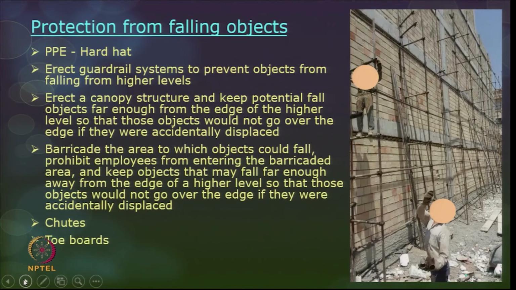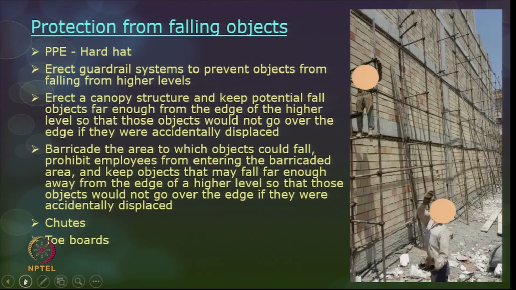Next, protection from falling objects. Always try to wear a hard hat. PPE is compulsory. Wear a hard hat when you are passing by a place where there is a hazard of falling objects. Erect guardrail systems along with the debris net so that objects do not fall from higher levels. Erect a canopy structure where there is a public pathway or something.